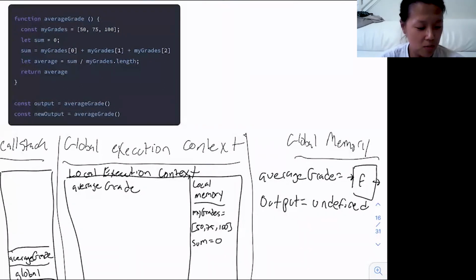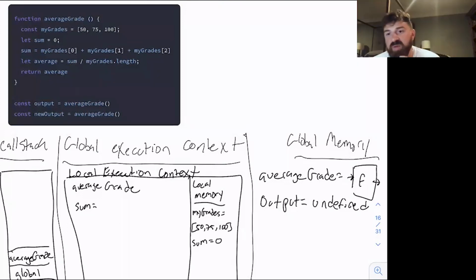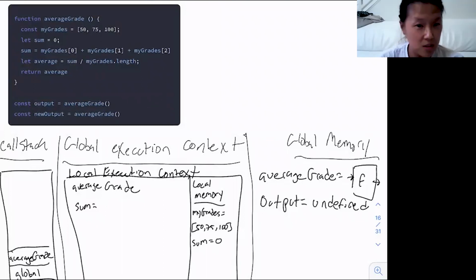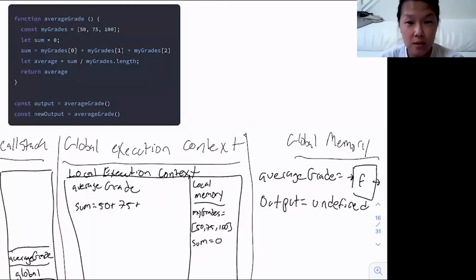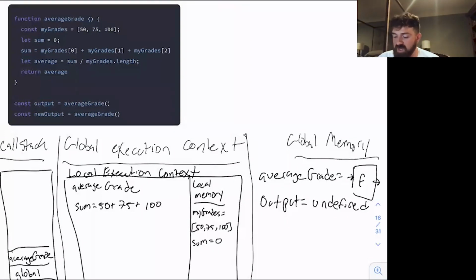Okay, so then sum equals myGrades value of 0 index. Yep, so myGrades at the 0th index, that would be 50. Plus the value of the first index, which is 75. Plus the value of the second index, which is 100. Excellent. Okay, so sum is equal to 225.